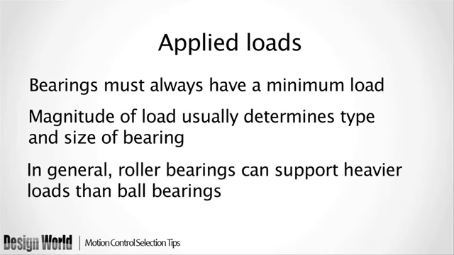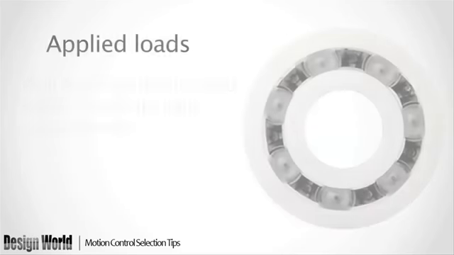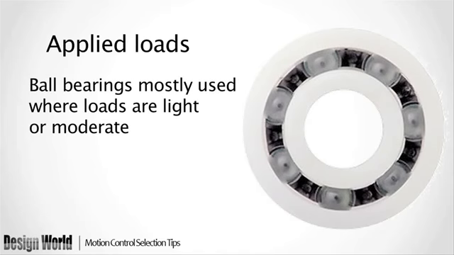Generally, roller bearings can support heavier loads than similarly sized ball bearings, and bearings incorporating a full complement of rolling elements can accommodate heavier loads than corresponding caged bearings. Ball bearings are mostly used where loads will be relatively light or moderate. For heavy loads and where shaft diameters are large, roller bearings are typically recommended.